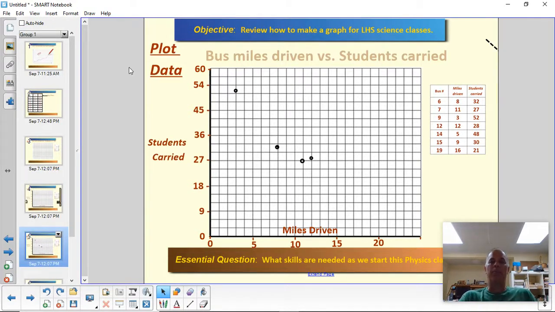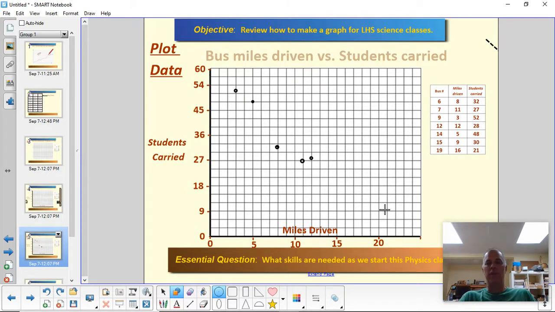Now we get to plot the data. We have our data in our data table here, and now we get to stick it on here. I've already done the first 4, but we'll continue on. So the next one is going to be 5 miles driven. Let's make a dot here. There we go. 5 miles driven and carrying 48 students. So that's 45 plus 3 is 48. And we're going to put a data point right there.